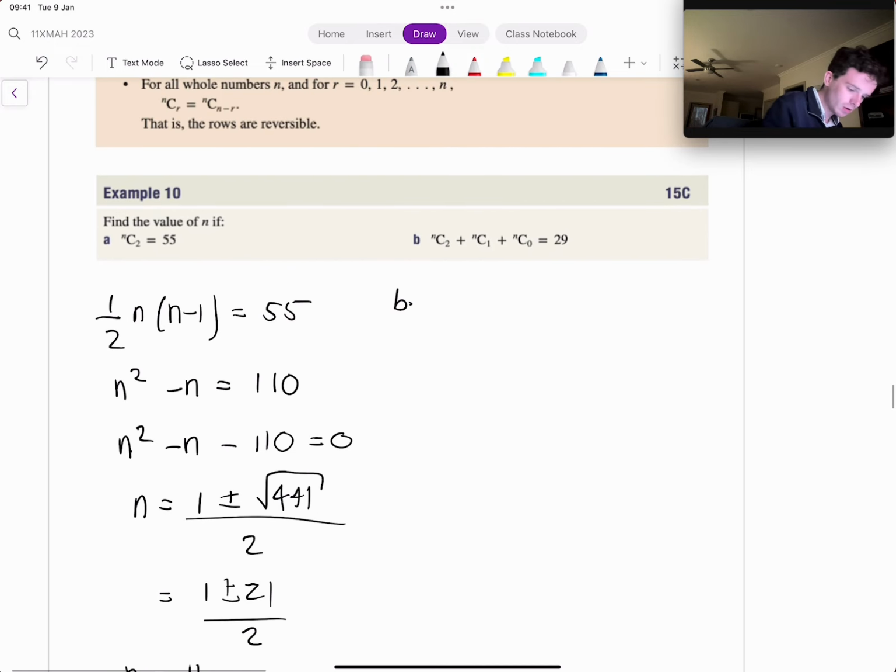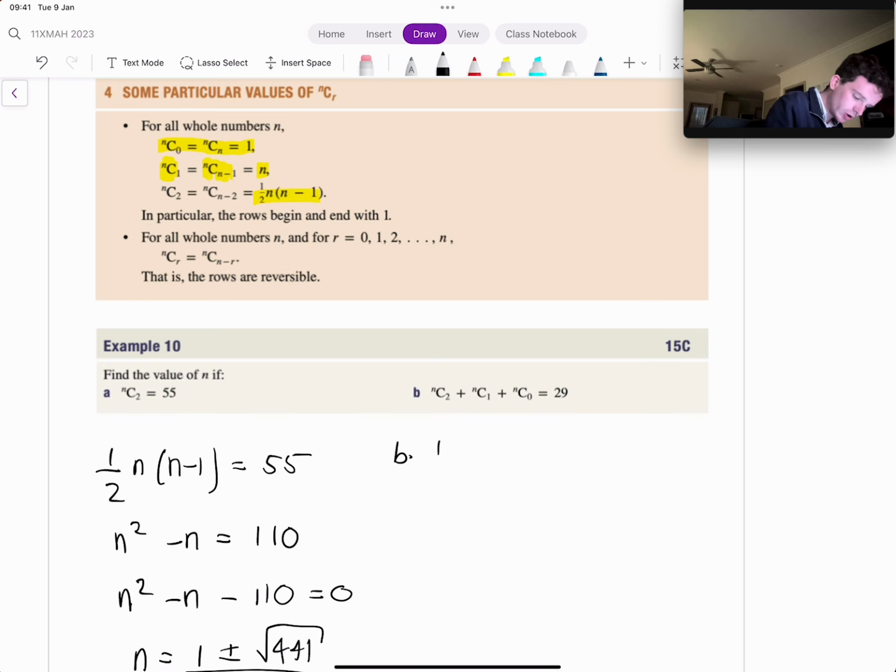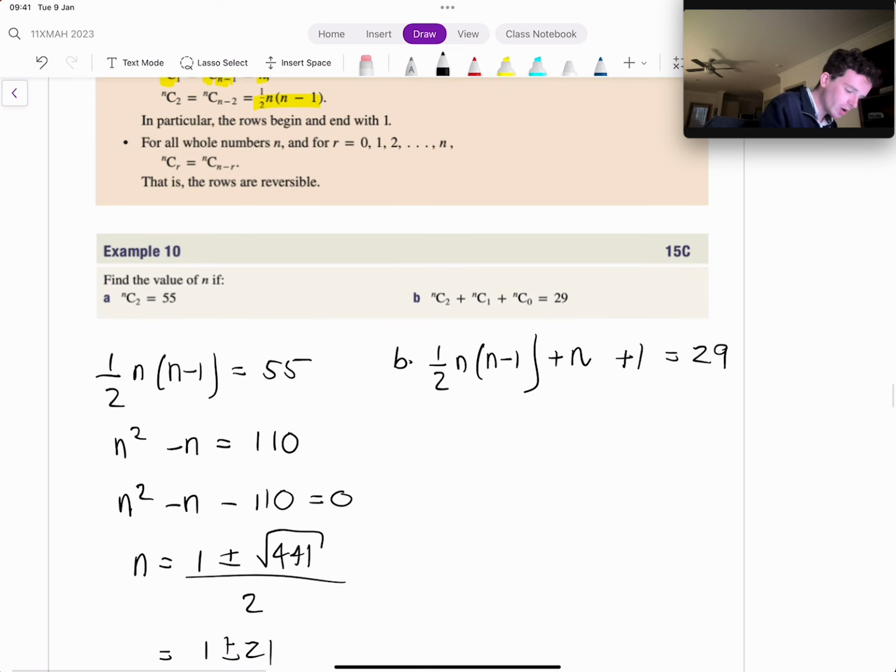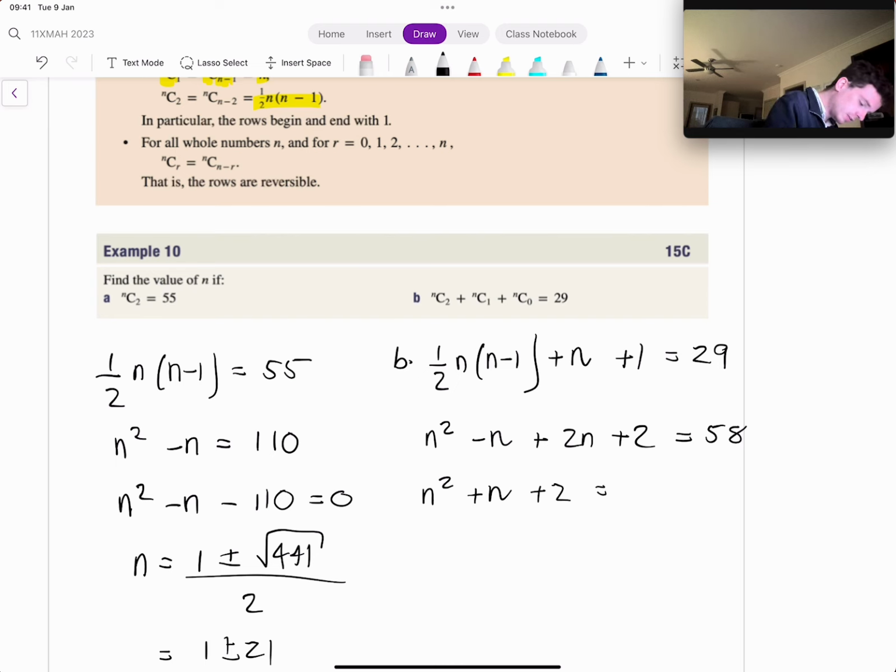Okay, part B. Well, we know n choose 2 is 1 on 2, n minus 1. n choose 1 is n, and n choose 0 is 1, and that equals 29. So, timesing the 2 up and expanding out, n squared minus n plus 2n plus 2 equals 29 times 2, 58. So I've timesed the 2 up and also expanded out the n. So n squared minus n plus 2n is plus n, plus 2 equals 58.